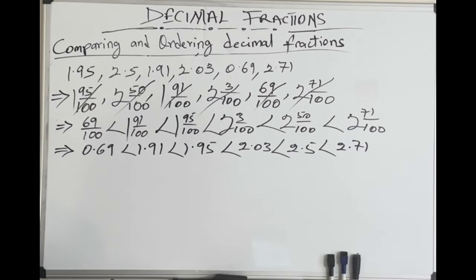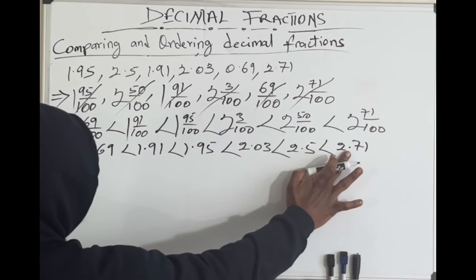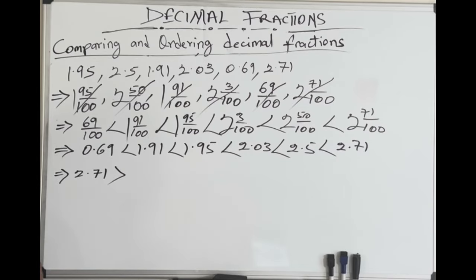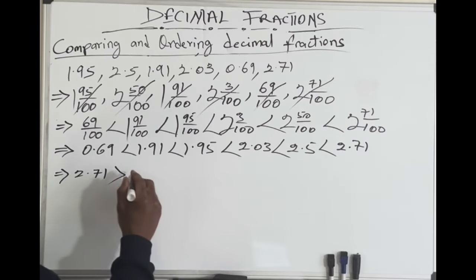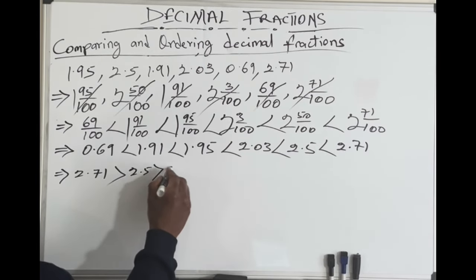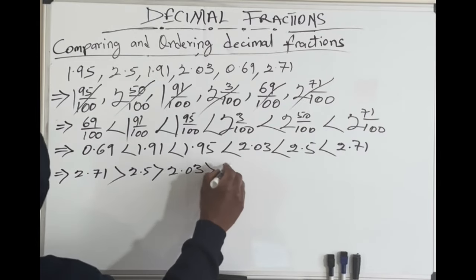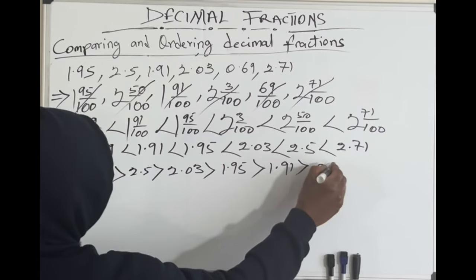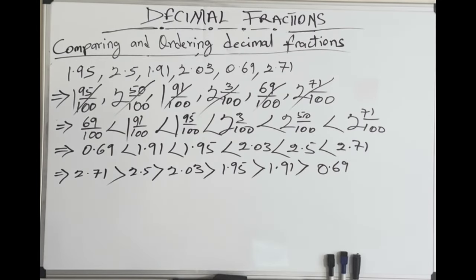And then when the question was to arrange from the biggest to the smallest, you start from this, 2.71, then you change the sign: greater than 2.5, greater than 2.03, greater than 1.95, greater than 1.91, greater than 0.69. So arrange these numbers from the smallest to the biggest, this is what you do. Arrange these numbers from the biggest to the smallest, this is what you do.